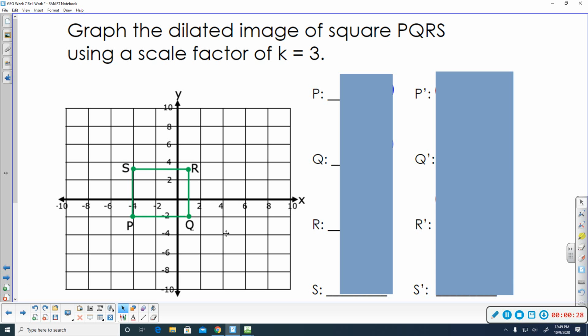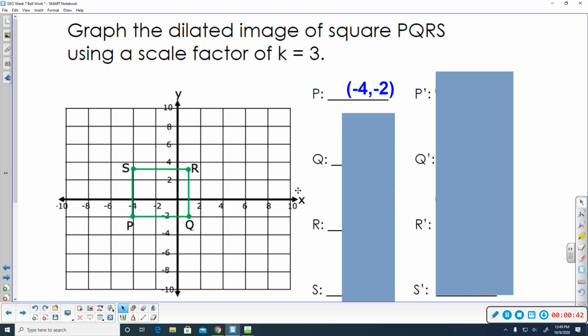Looking at our graph here, you want to be careful because not every block on this graph is 1. Every block is 2, so you want to be careful when you're finding the coordinates. So point P, we go over -4, down -2. The coordinates of P are -4, -2. Point Q, you see how we're in the middle of the block here? That means we're going to the right 1. So we're going over 1, down -2. So our coordinates are 1, -2.